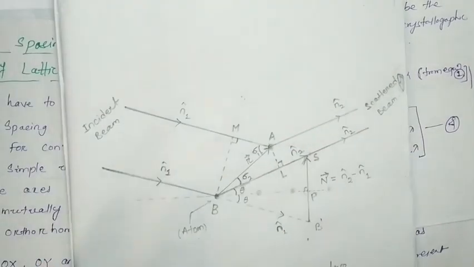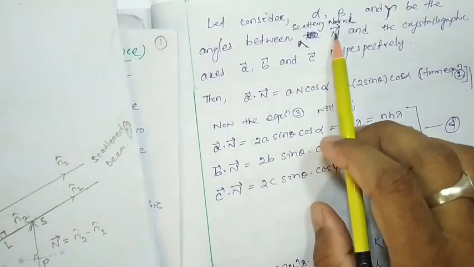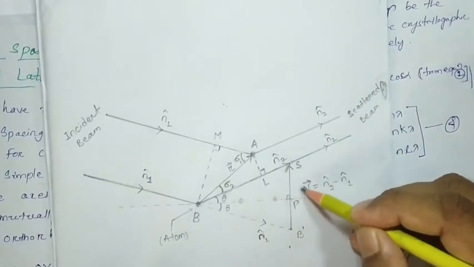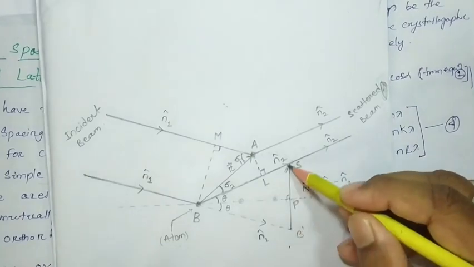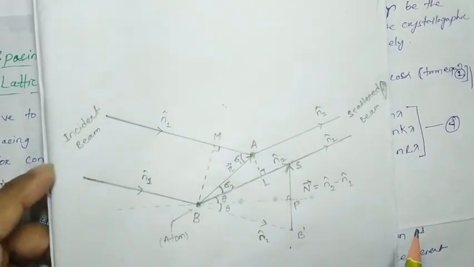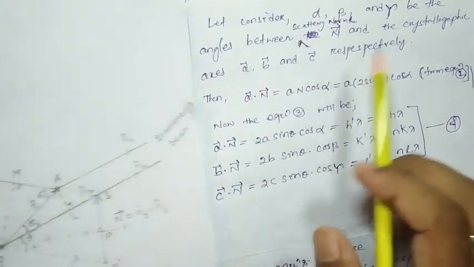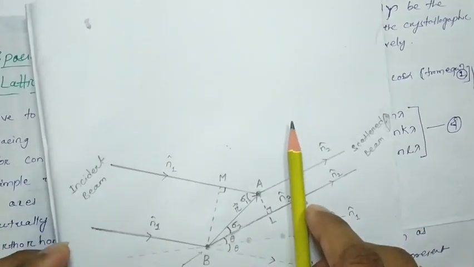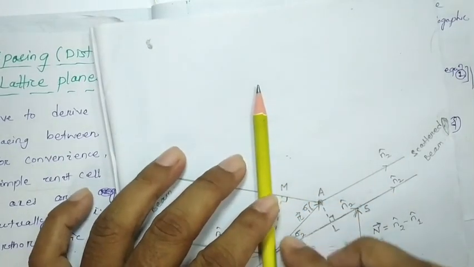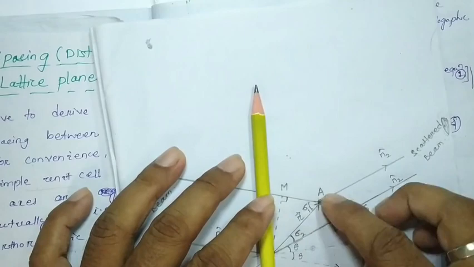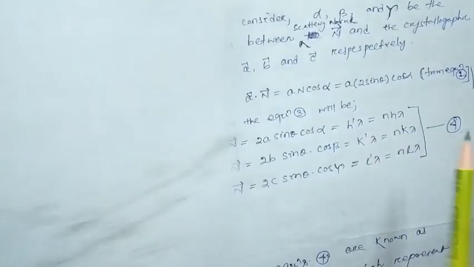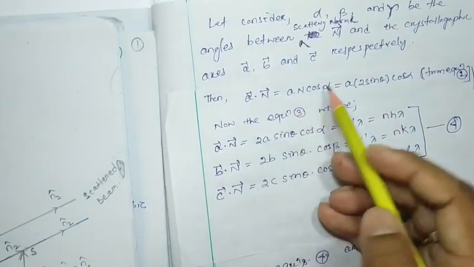Now suppose this scattering vector, this B to S, represents N, the scattering normal. Suppose this scattering normal makes angles alpha, beta, gamma with the crystallographic axes A, B, C. If this angle is alpha, and A is the vector of crystallographic axis A, then A dot N will be A n cos alpha.